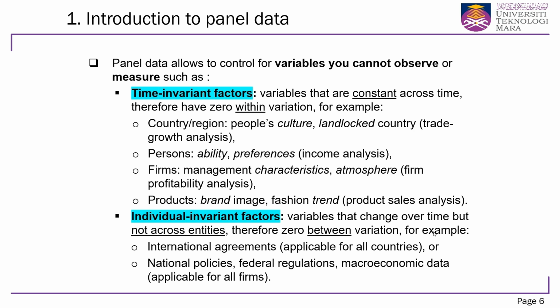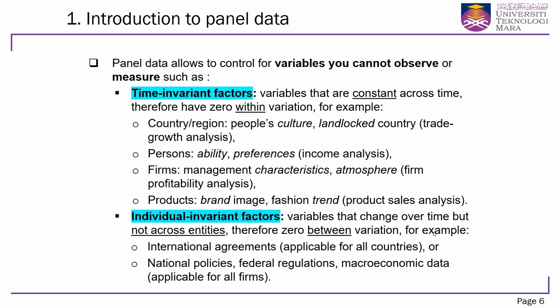The same goes for analysis about income, for example. The person's ability, preferences, skill set, and knowledge perhaps might influence their performance, influence their access to education, and eventually influence their income level. And the same goes for the analysis of firm profitability, which might depend on the board of directors' characteristics, the atmosphere in the firm, and so on. All these are unobserved factors that might impact the relationship.